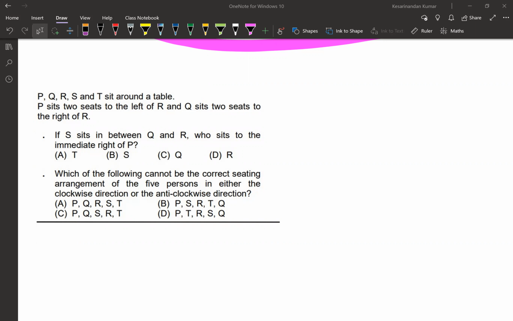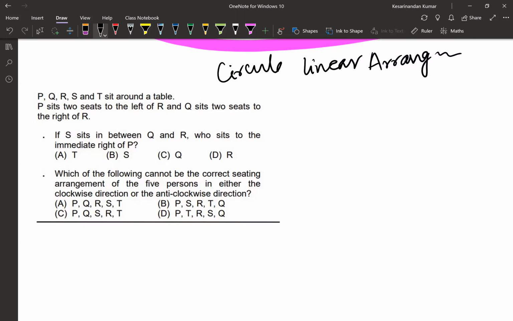So having said that, we are done with linear arrangement. This will also be a linear arrangement, but with a twist, and that twist is circular.